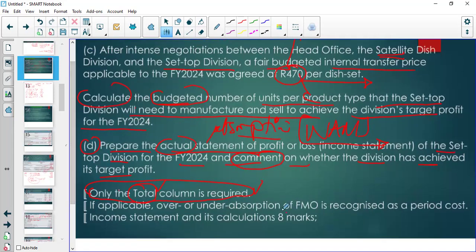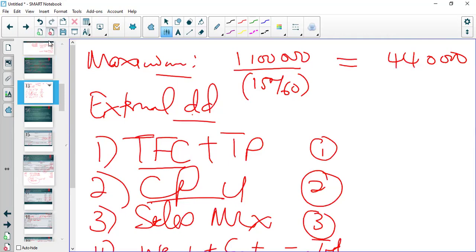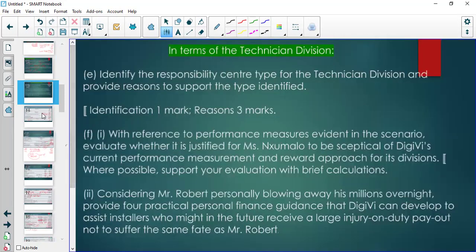Right, so it was ridiculous that actually the income statement and its calculations is 8 marks, but there's a lot of calculations that have to be done, especially with your fixed manufacturing overheads and closing inventory. That's a lot of calculations, but yeah, it's fine. So then the next question, so I'm going to, that's much better, because it's just this EF. Right. Identify the responsibility center for the technician division and provide reasons.